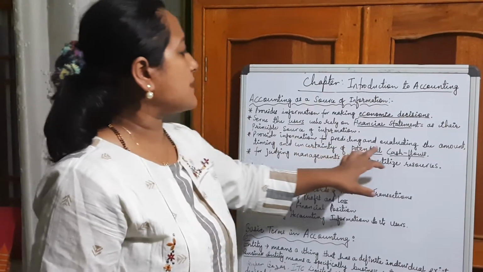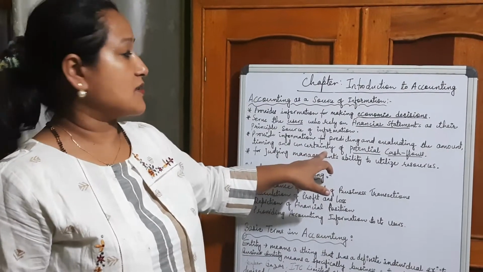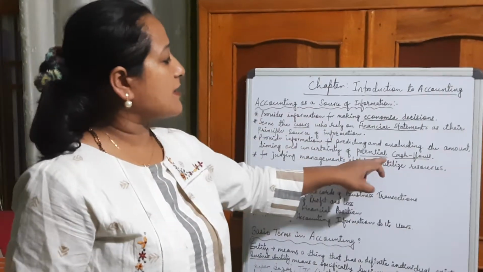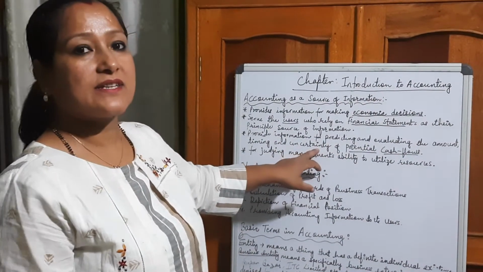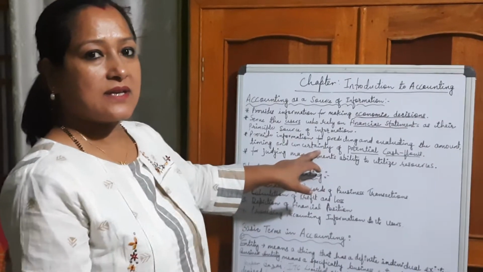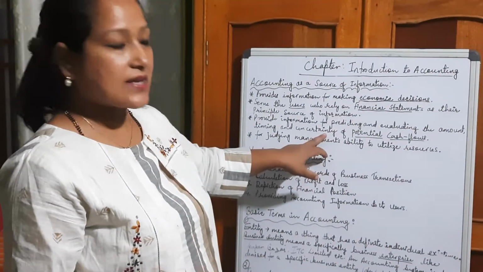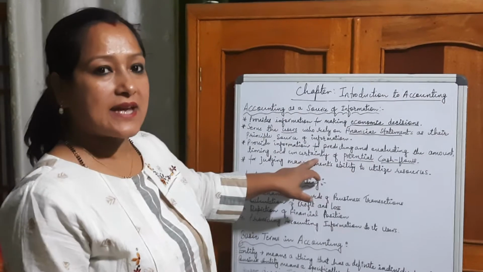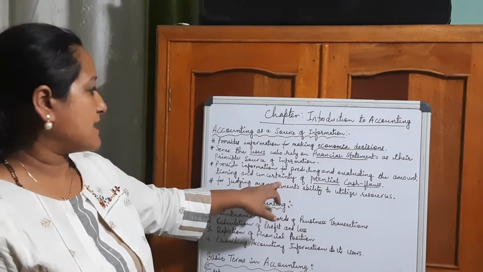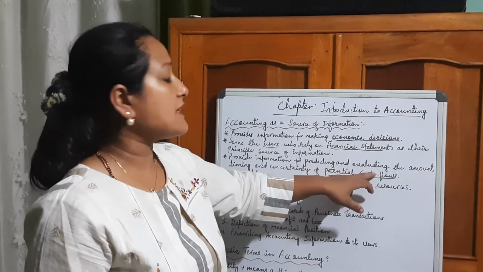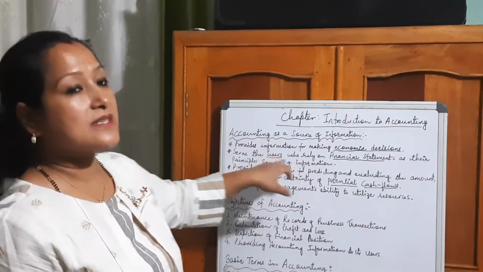And then it provides information for predicting and evaluating the amount, timing and certainty of potential cash flows. After doing accounting, they make cash flows also. From there they can understand how much cash is flowing into their company and how much is going outside, incoming and outgoing. How much certainty or uncertainty, risk, is there if they will have a scarcity of cash? From this cash flow statement they can understand everything, predict their future, and evaluate the amount. Now how will the cash flows be made? After doing this accounting process.